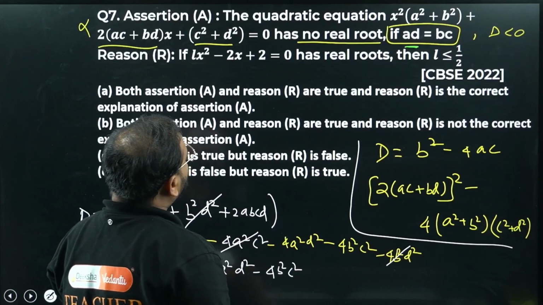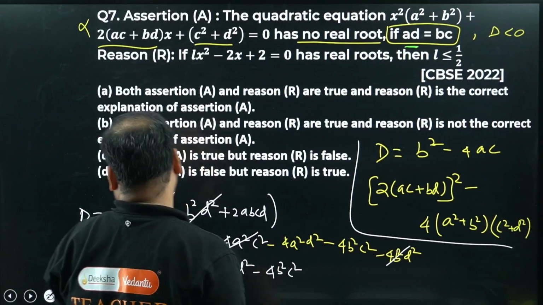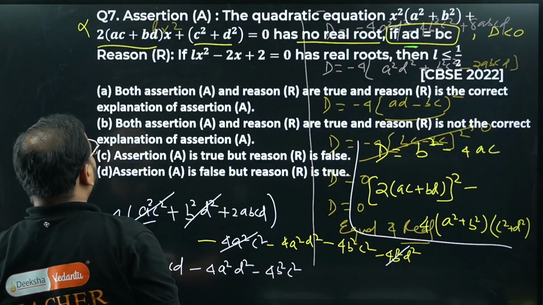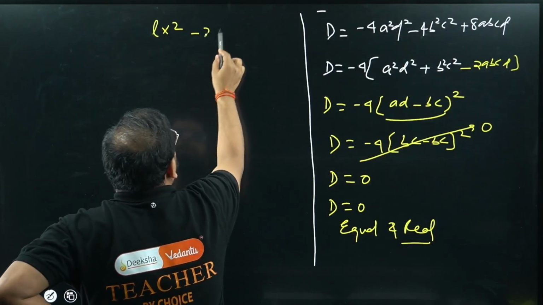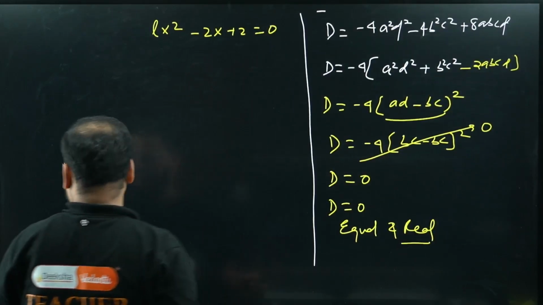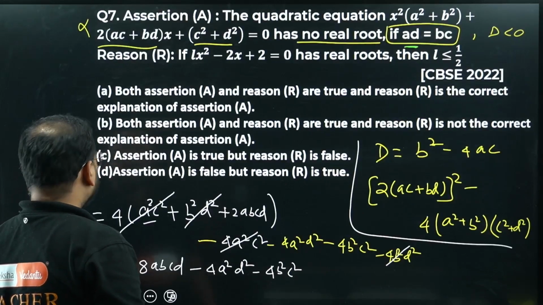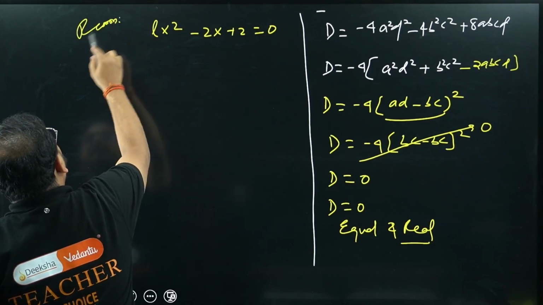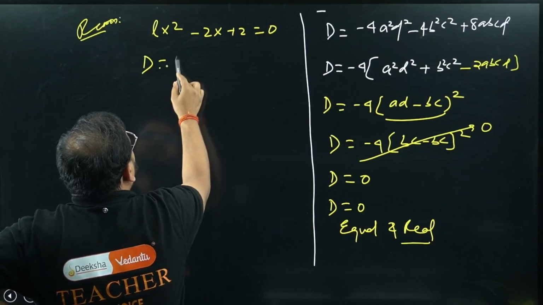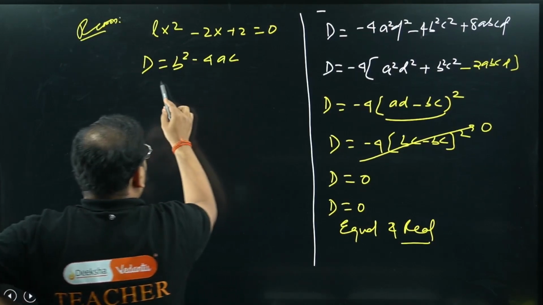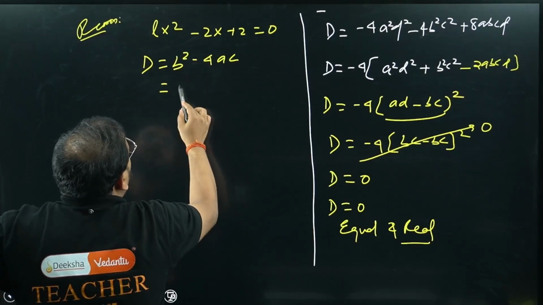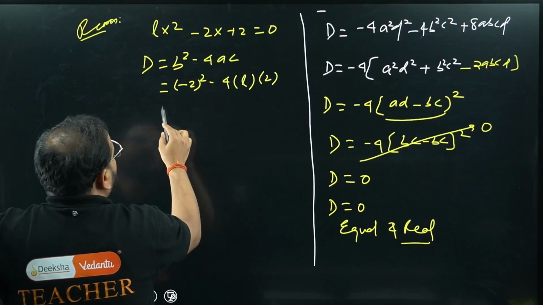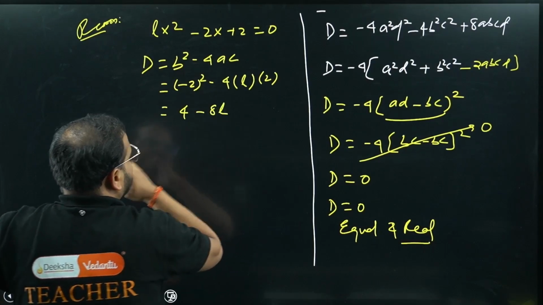If Lx square minus 2x plus 2 has real roots, then L less than or equal to 1 by 2, sorry. So my equation Lx square minus 2x plus 2 has real roots. So first we have to find the discriminant again. This is for the reason. So please check. My D will be equal to B square minus 4AC. What is B going to be? Minus 2 the whole square minus 4 times of A is L and C is 2. How much is that? 4 minus 8L. This is D, right?